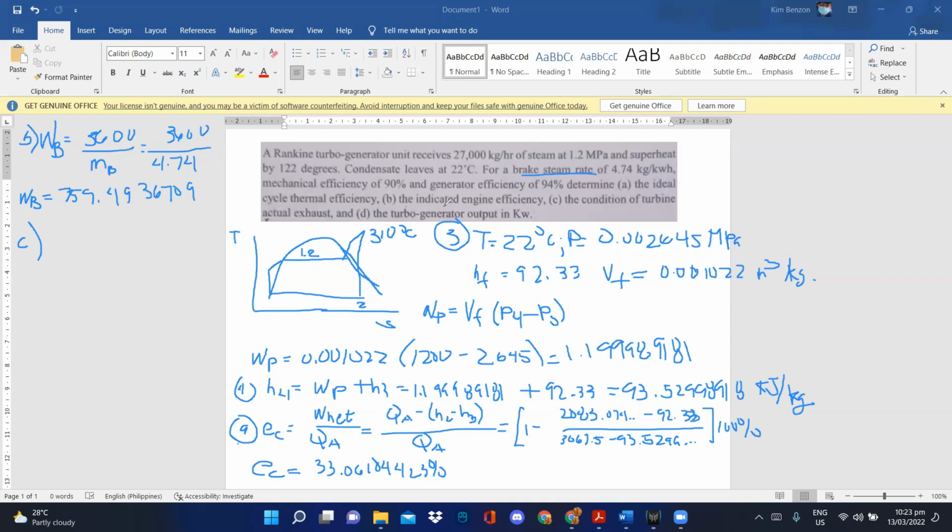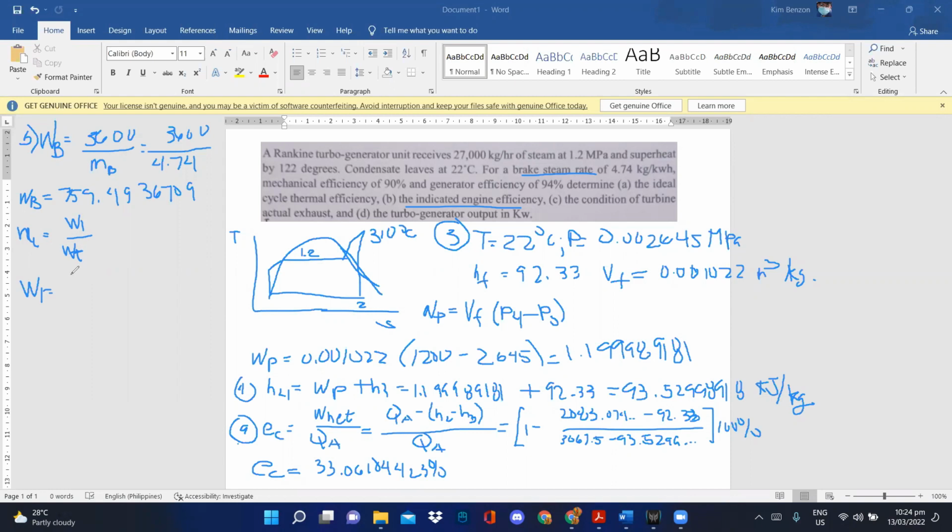Brake, ang hinahanap pala is indicated engine efficiency. So di pa tayo tapos. This is only the work. So the general equation in finding the indicated efficiency is indicated efficiency equals your indicated work all over your work ng turbine. So wala pa tayo indicated work, wala pa tayong work ng turbine. So we have to find first the indicated turbine.